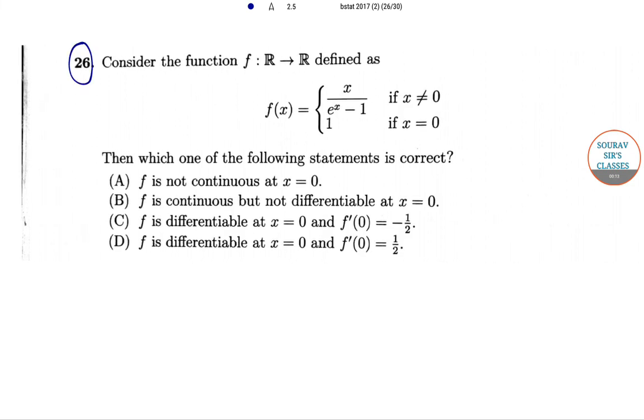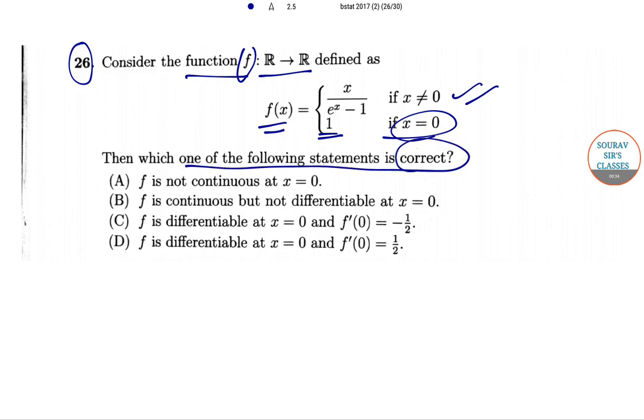In question number 26 we are told to consider the function f which goes from R to R and is defined as f of x is equal to x upon e to the power x minus 1 if x is not equal to 0, and f of x is equal to 1 if x is equal to 0. Then we need to find out which of the following statements is correct.